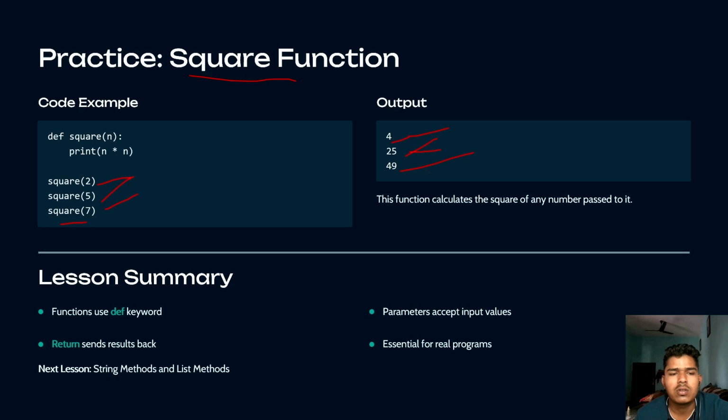Okay. So in today's lesson we learned what is a function, how to create a function, how to call a function, parameters, multiple parameters, and return. Functions are very important in Python. So lesson 11 is completed. In the next lesson, we will learn string methods and list methods.